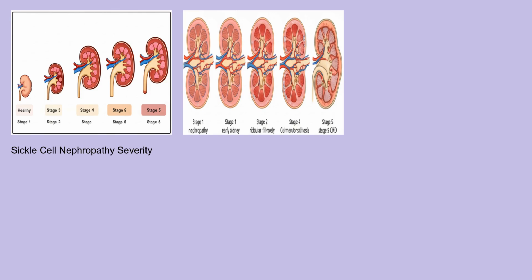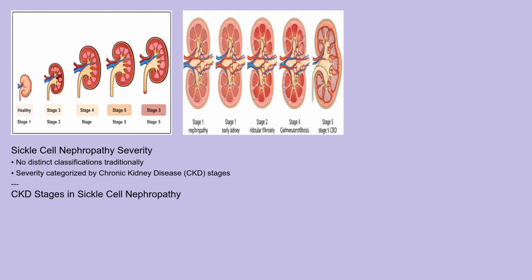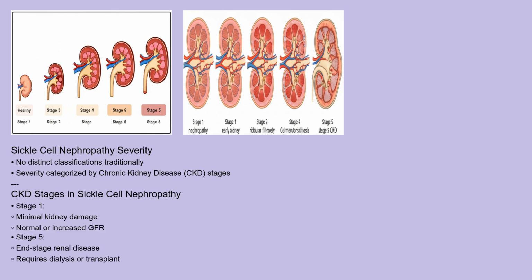While sickle cell nephropathy doesn't have distinct classifications in the traditional sense, its severity is often categorized according to the stages of chronic kidney disease, or CKD. These stages range from stage 1, with minimal kidney damage and normal or increased GFR, to stage 5, which represents end-stage renal disease and requires dialysis or kidney transplantation.